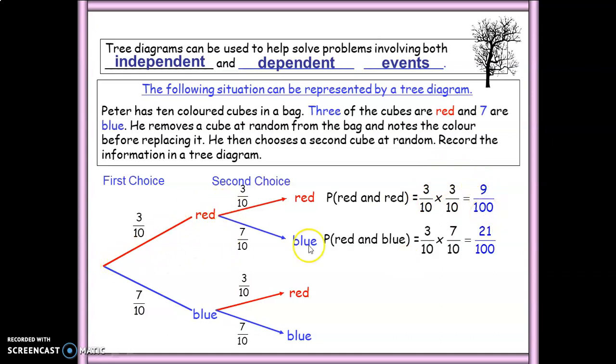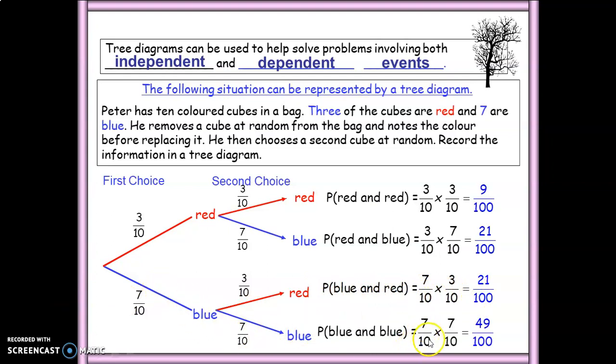The next path, red and blue, is a 3/10 times 7/10 probability. 21 out of 100 is the result. Third path, blue red, you multiply probabilities to get that. And fourth path, blue, 7/10 times 7/10. So that is the highest chance. The highest chance, of drawing a blue followed by a blue, is 49 out of 100. And that makes sense because there are so many more blue pieces in the bag.